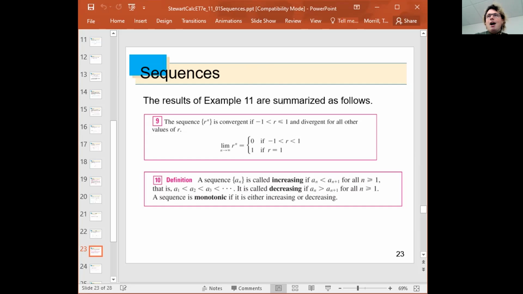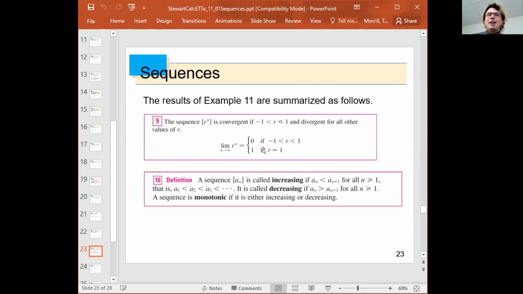And for any other value of r, if r is greater than 1, or if r is less than or equal to -1, then the sequence diverges. And to actually calculate that limit, if r is strictly between -1 and 1, the limit of this sequence will be 0. If r equals 1, the limit of the sequence will just be 1. So if you can break down a sequence you're looking at into just sequences of some number raised to the power n, this gives us a way to compute them.